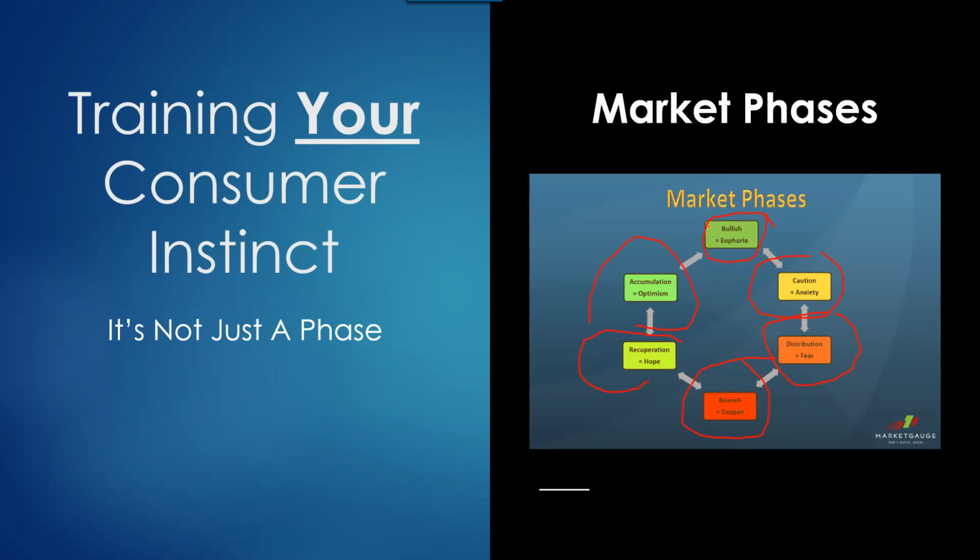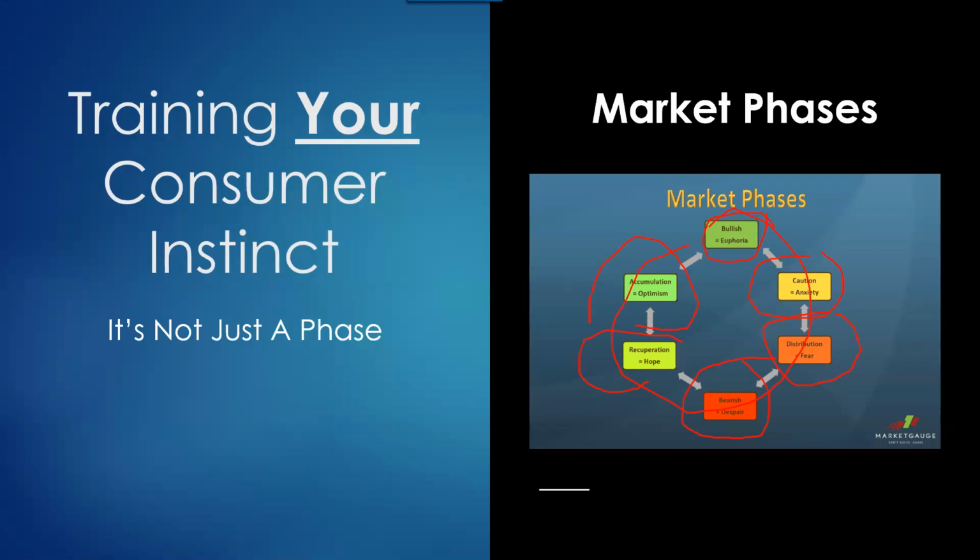Now, these are clockwise, but it doesn't necessarily mean that it has to go so smoothly in a clockwise fashion. We have seen plenty of bullish down to caution, back to bullish, back to caution, back to bullish, back to caution. But even that's information, because when you start to see those phases waver back and forth, then you know we're getting close to some kind of inflection point.